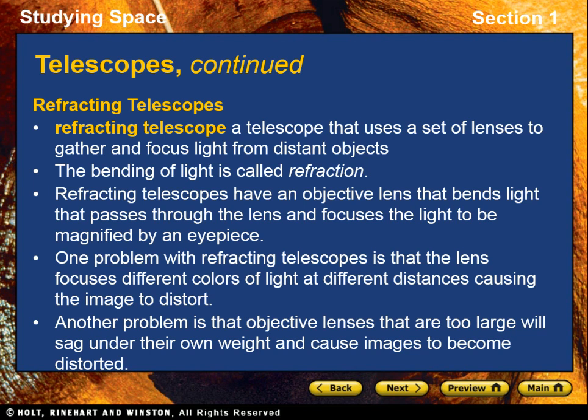One problem with refracting telescopes is that the lens focuses different colors of light at different distances. For example, if an object is in focus in red light, the object will appear out of focus in blue light. Another problem with refracting telescopes is that it is difficult to make very large lenses of the required strength and clarity. The amount of light collected from distant objects is limited by the size of the objective lens.